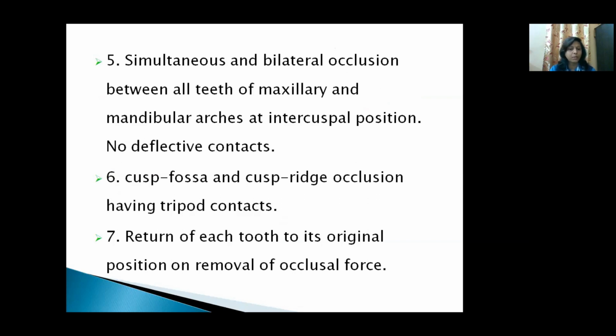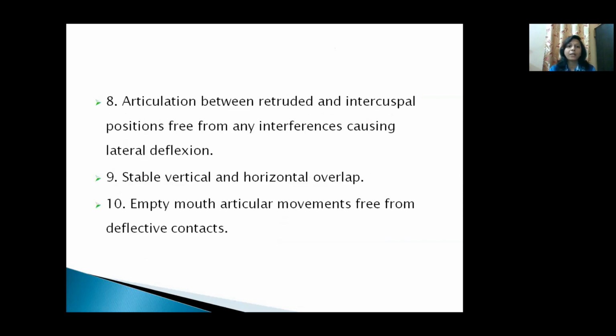Cusp fossa and cusp ridge occlusion having tripod contacts. Return of each tooth to its original position on removal of the occlusal forces should be there. Articulation between retruded and intercuspal positions free from any interference causing lateral deflection. Stable vertical and horizontal overlap, and empty mouth articular movements free from deflective contacts. So these were the features that should be there in the normal occlusion.